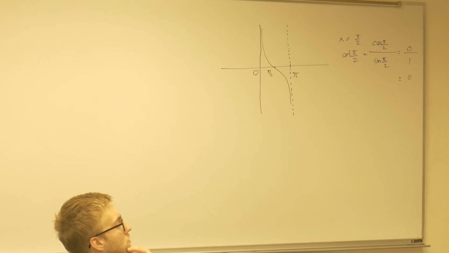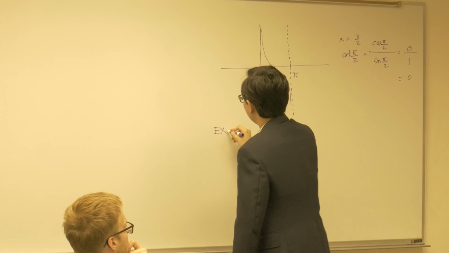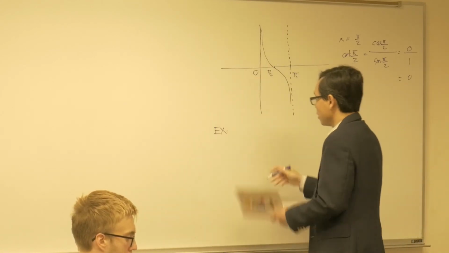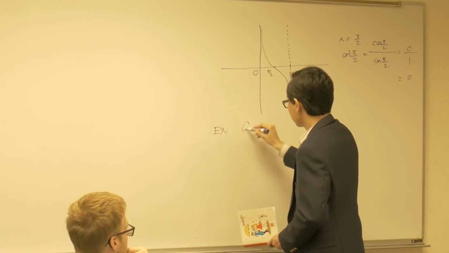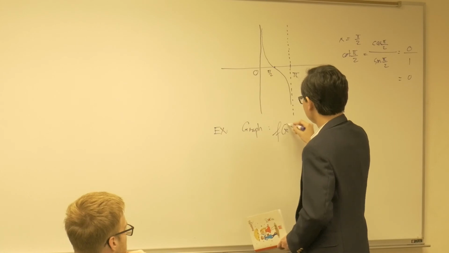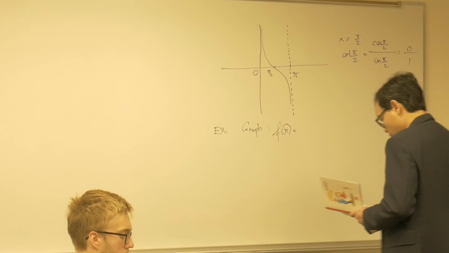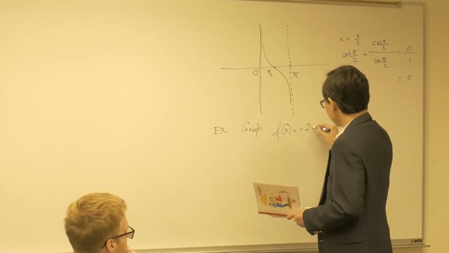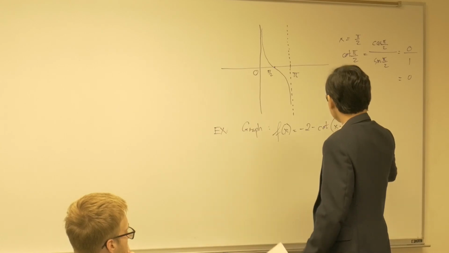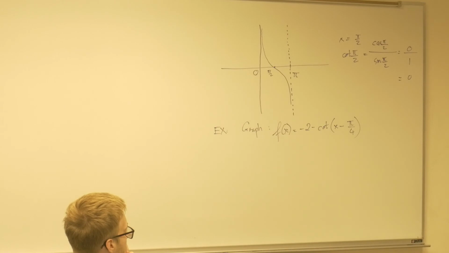Okay? Let's take a look when we have to do a transformation. I want you to grab, how about this one? This is interesting right here. I want you to grab f of x equals -2 minus cotangent of x minus pi over 4. Ooh, wow, this is kind of interesting, right?